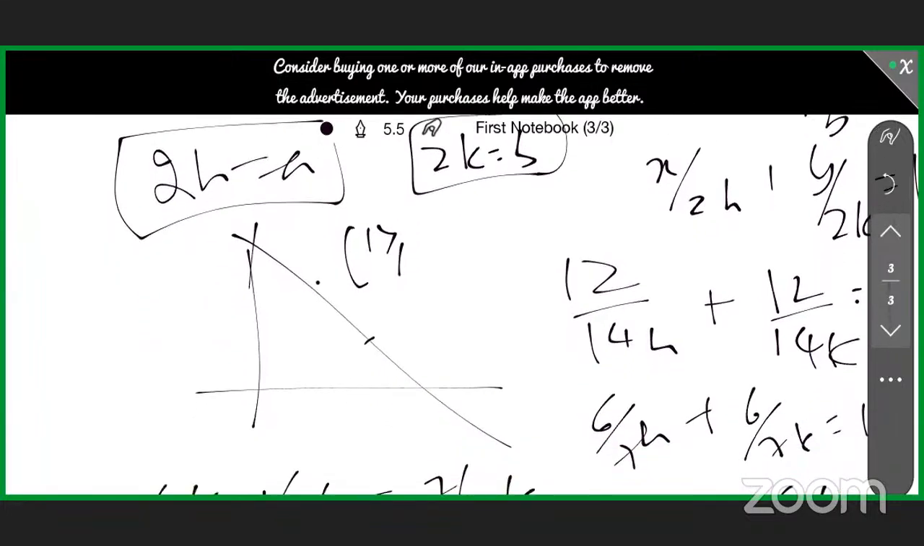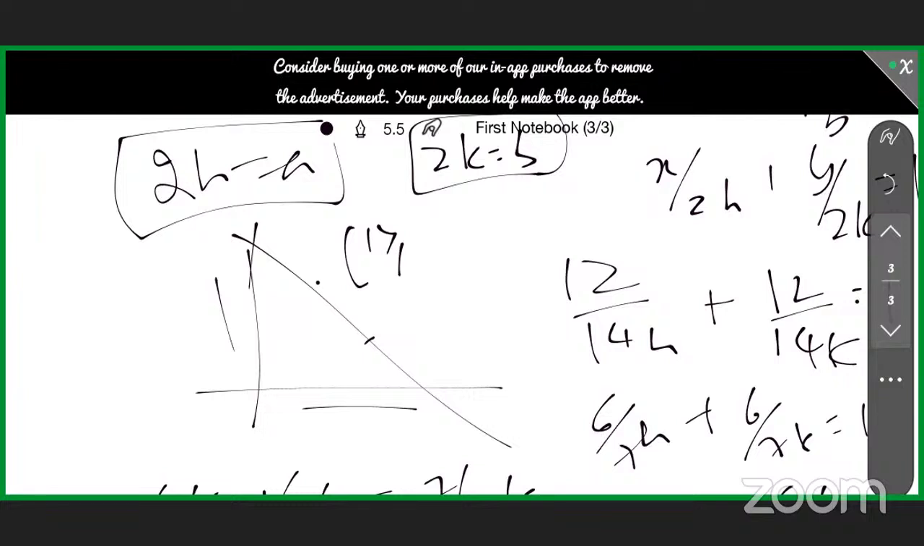So this is the midpoint. From the midpoint, I got the value of a and b. So this is my line. My line has an a-intercept of so much and a b-intercept of so much. So I'll put it in the equation. The equation will become x by 2h plus y by 2k is equal to 1.